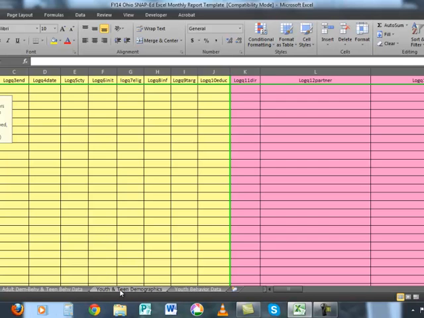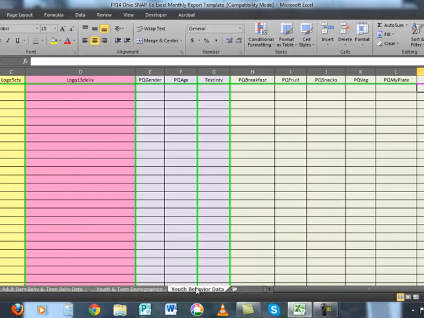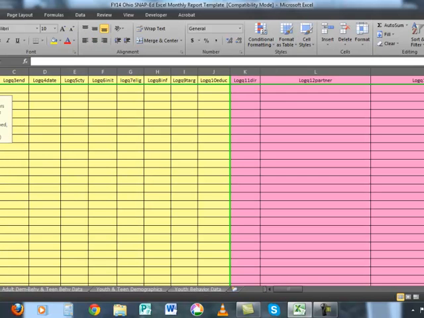The third tab is the Youth and Teen Demographics Data tab. This tab is where you will enter the group level demographic data for your teen and youth programs. And then the fourth tab is the Youth Behavior Data tab, and this is where you'll enter your youth evaluation pre-test and post-test data. So we'll start with the Program Log tab.